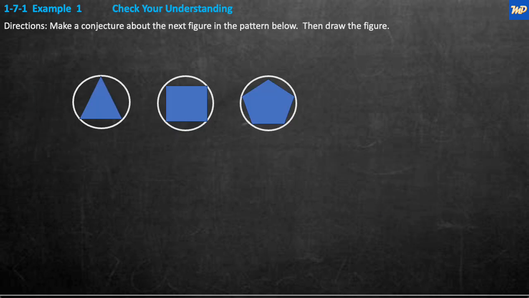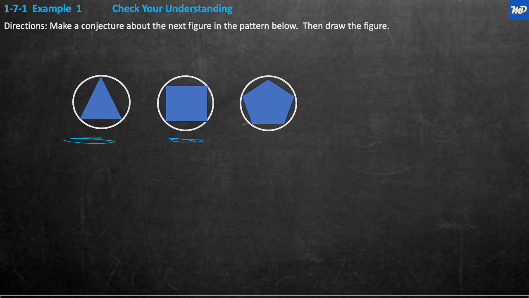Example 1, check your understanding. The directions: make a conjecture about the next figure in the pattern below. Then draw the figure. So what do you think is going to happen if we do this? The very first box, a circle here, has a triangle in it. That's pretty obvious. Then we go to the next box and we see, oh, it has a square in it.